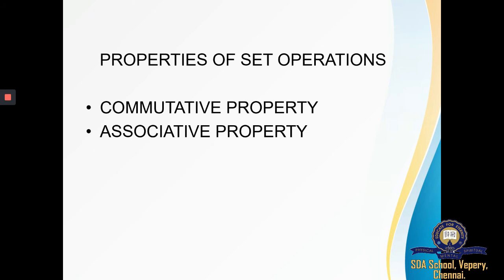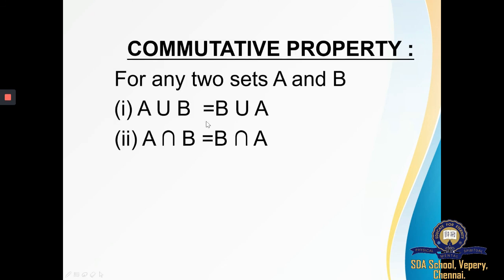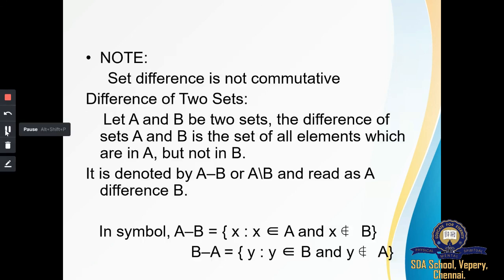All right, students. So let's do a quick recap of whatever we have studied in today's class. So we studied about the different properties of set operations. As you know, there are two properties. One is commutative and then associative. So this is the definition of commutative property for union of sets, and this is the definition for intersection of sets. So for union it is A union B equals B union A, and for intersection it is A intersection B equals B intersection A, right?